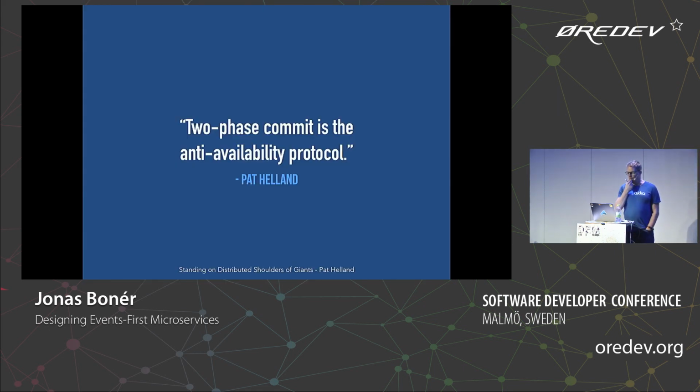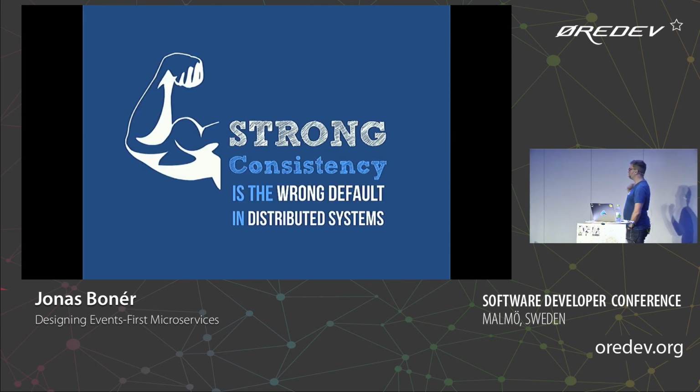One of the reasons why it's hard is that, as Pat Helland said, two-phase commit is the anti-availability protocol. As soon as you start introducing transactions across services to maintain the atomicity of CRUD across a distributed system, availability suffers. It introduces this sort of temporal coupling and things like that, and it easily starts to fall apart. And I think strong consistency absolutely has its place within the aggregate.